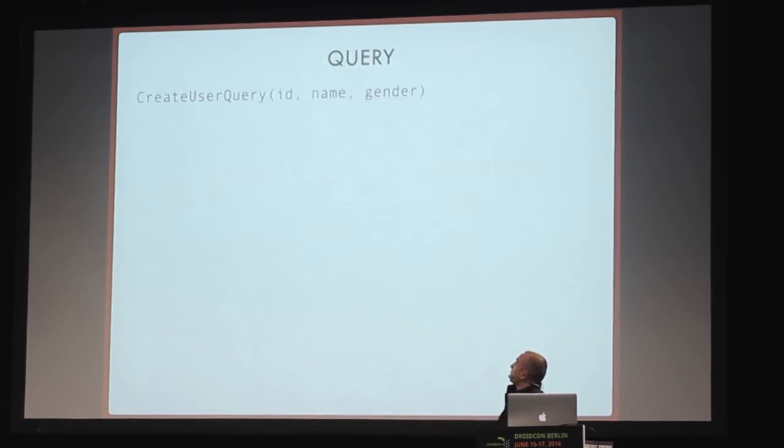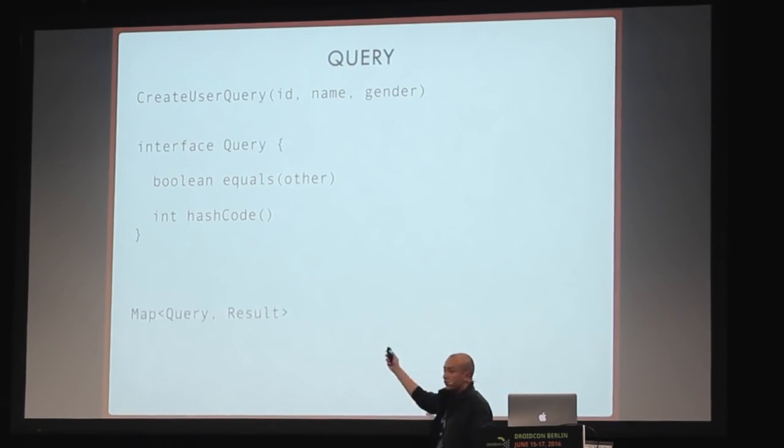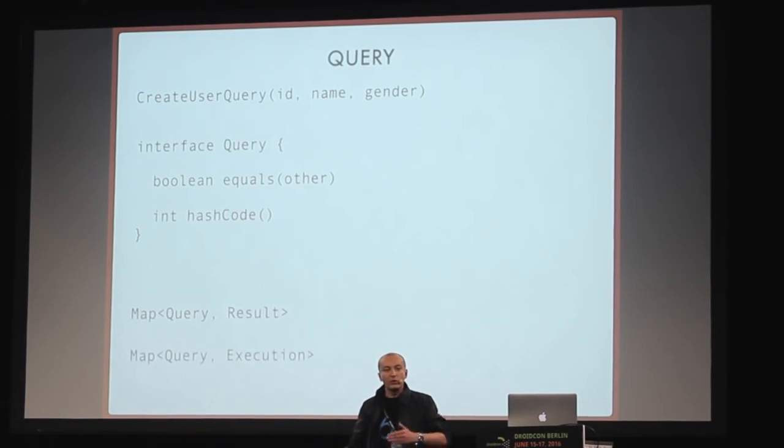About queries, here is an example of a query. It's like a constructor. You can create a user by passing ID, name, and gender, for example, and then pass it to the repository, and it will create a user for you. If you implement equals and hashCode for your query, then you can use it in hash maps. You can map query to results, so your memory cache would be super easy to implement. And also if you have some execution in progress right now, you can keep them in another map, so you can return the execution or your observable immediately to the caller, so you won't repeat the same operation several times.